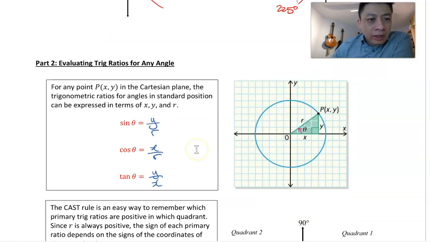Next lesson, part 2. There's actually 3 parts today. We've got to talk now about evaluating trig ratios for any angle. So how do we calculate the trig ratios? It says here, for any point xy in the Cartesian plane, the trig ratios for angles in standard position can be expressed in terms of x, y, and r. And this is how you can do it.